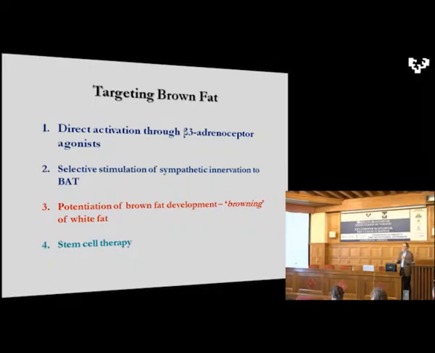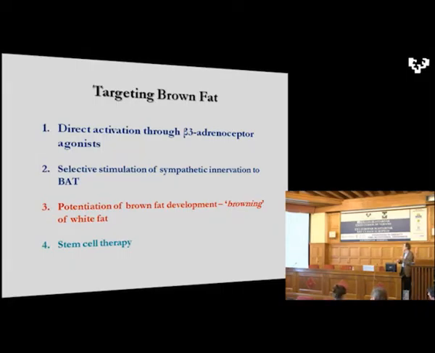So what are the options if you take this idea that you may be able to treat obesity through targeting brown fat? In other words, the renaissance of this idea of 20, 30 years ago. Well, the approach that has been used up until now was the idea that you went for direct activation of brown fat cells through the beta-3 adrenoreceptor on the cell membrane by trying to design selective beta-3 agonists. For a variety of reasons, this never proved very successful.